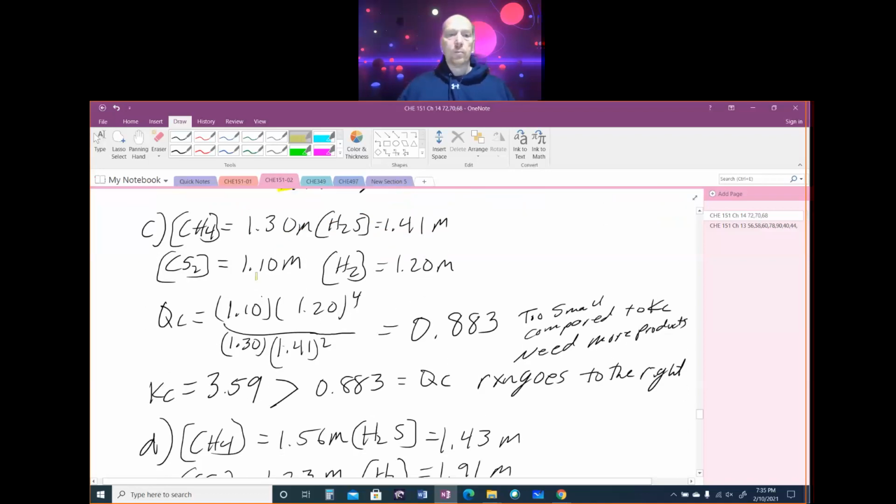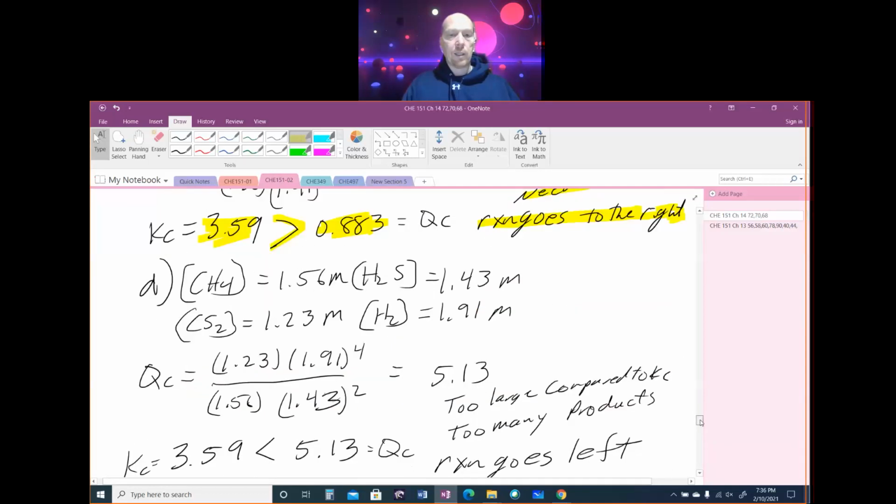So again, new concentrations to start with, new Qc calculated. All right. So this one's 0.883. This is too small compared to your Kc. So you need more products. To get more products, the reaction has to go to the right. So the answer is the reaction goes to the right. Again, if you write your Kc first, 3.59, and then your Qc, you see that your 3.59 is greater than your 0.883. Again, it points to the right.